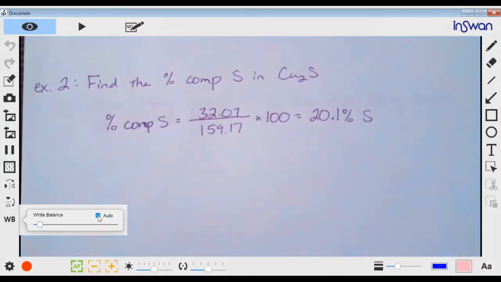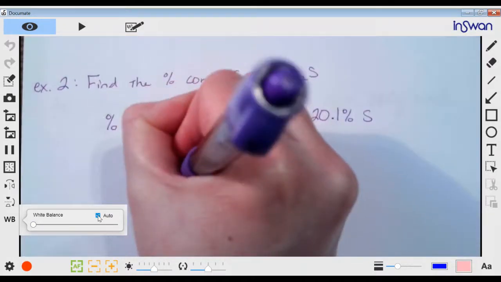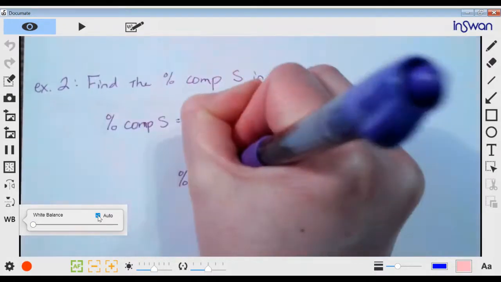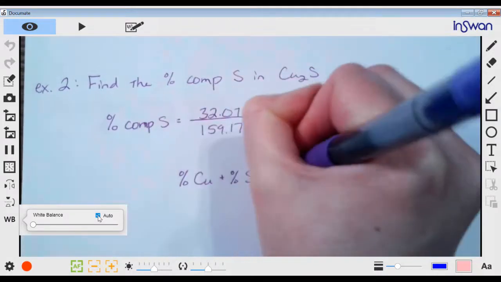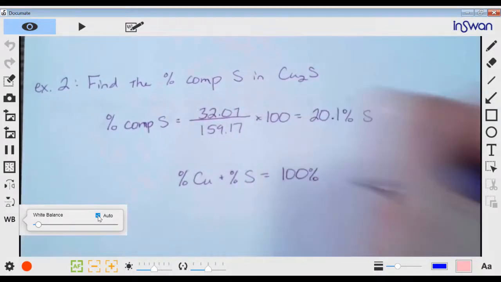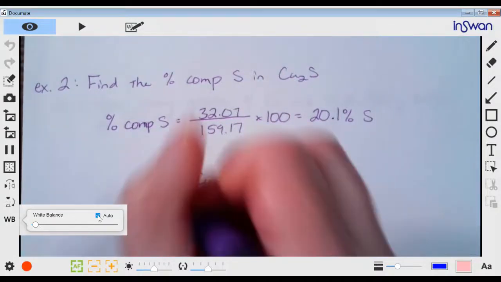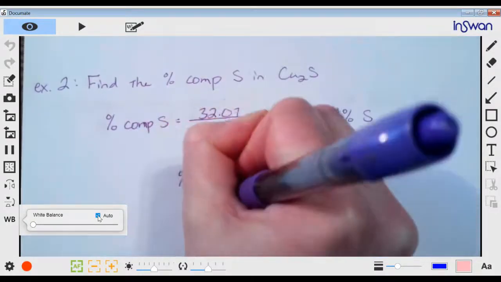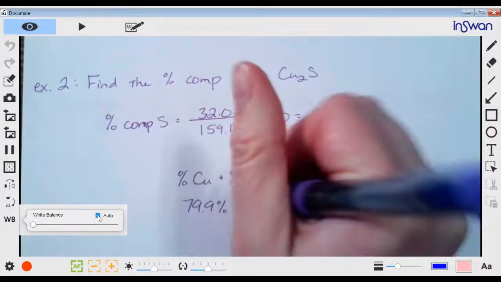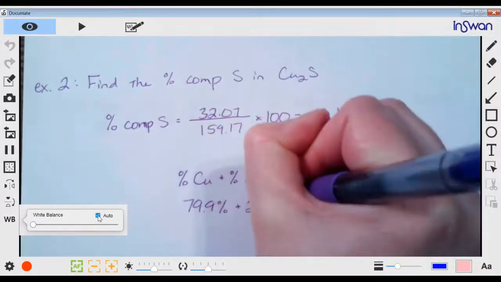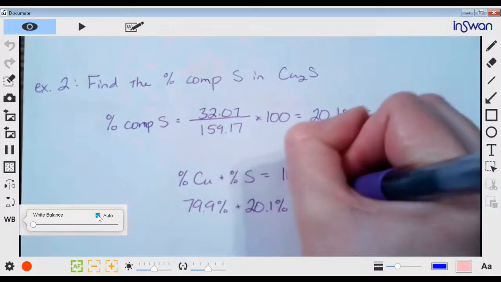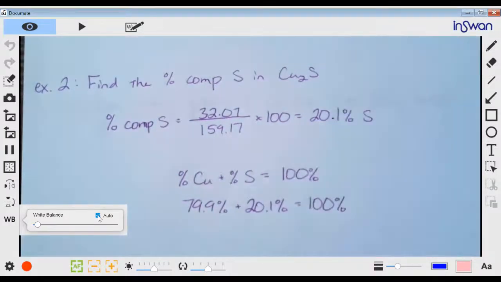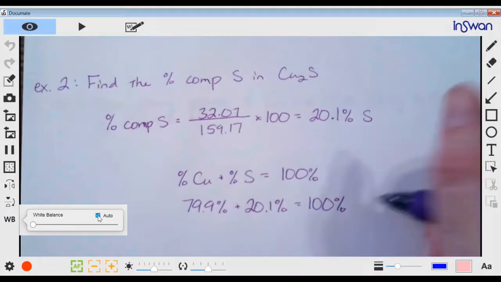So the really nice thing about percent composition is I can always check my answer. And the way I do that is I add up the percent compositions of all of the elements in the compound and they should equal the total amount, which is 100%. So the percent copper plus the percent sulfur needs to equal 100. So if I go ahead and actually plug in my numbers, I have 79.9% for my copper plus 20.1% for my sulfur, which just so happens to add up to 100% exactly. So I got the right answers for those two.